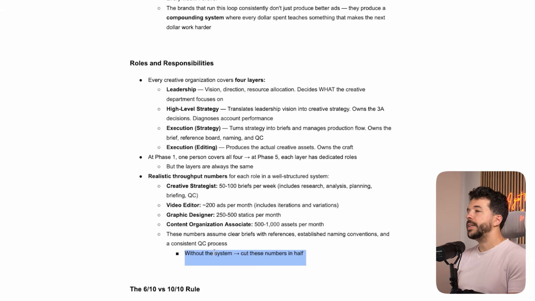Right now, we are seeing the output per creative strategist increase quite a lot, especially if you have built the right agents in the right skills and so on. So take it with a pinch of salt, but this is still to this day what we are seeing with most of our clients. And I think it's a relatively good aspirational level for many brands.